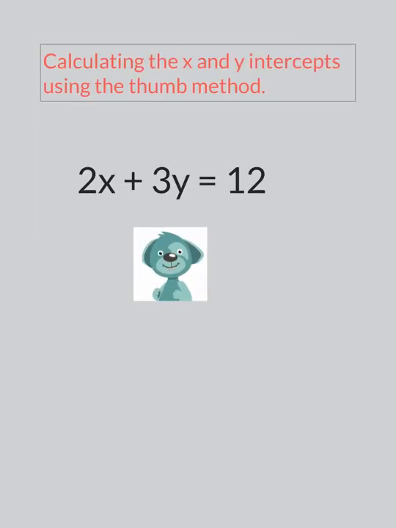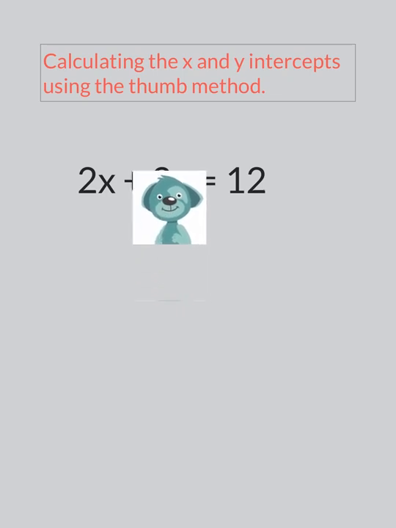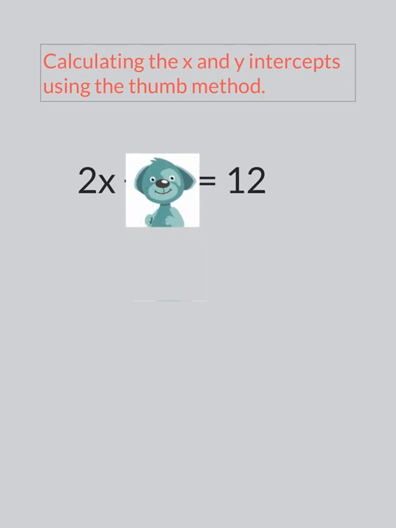Okay, I'm going to show you how to calculate the x and y intercepts using the thumb method. And this is what you do. I'm going to calculate the x-intercept first. So when I calculate the x-intercept, I'm going to put my thumb over the y. So this is all that I see. And this is an equation that I solve.